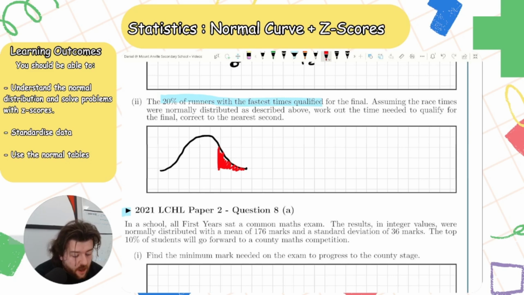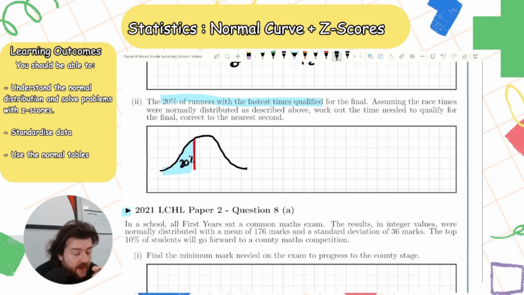We're looking for this. But actually, if you're a runner and you run really fast, that means you have a lower time. We're dealing with a race here, so lower times means you're faster. So that means 20% of runners with the fastest time qualify. So people in this region here will qualify. So this area will be equal to 20%.